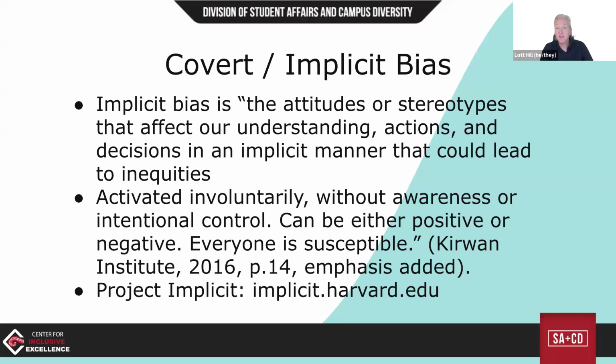Implicit bias refers specifically to the attitudes or stereotypes that affect our understanding, actions, and decisions in an implicit manner that could lead to inequities. Implicit bias is informed by expectations and evaluations about groups that operate outside of conscious control. We all experience implicit bias, and it is completely normal that we do, though unexamined implicit bias can result in behaviors and actions that are not equitable or in keeping with our own perceived values.